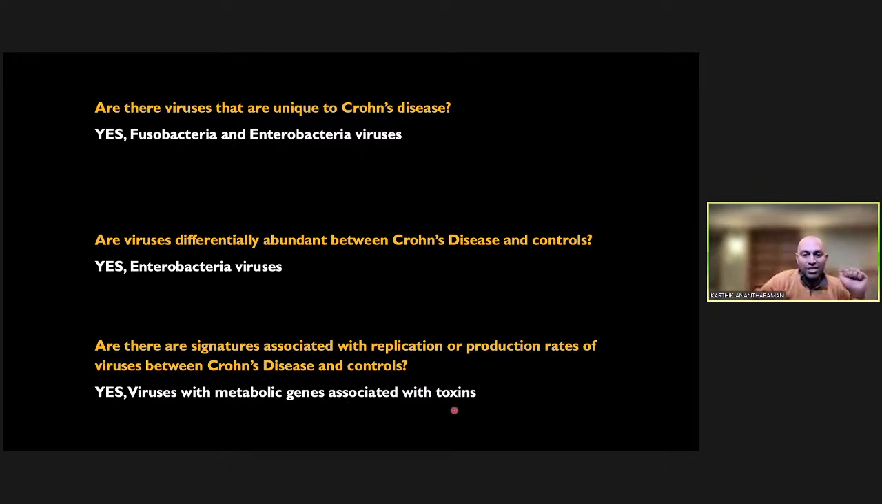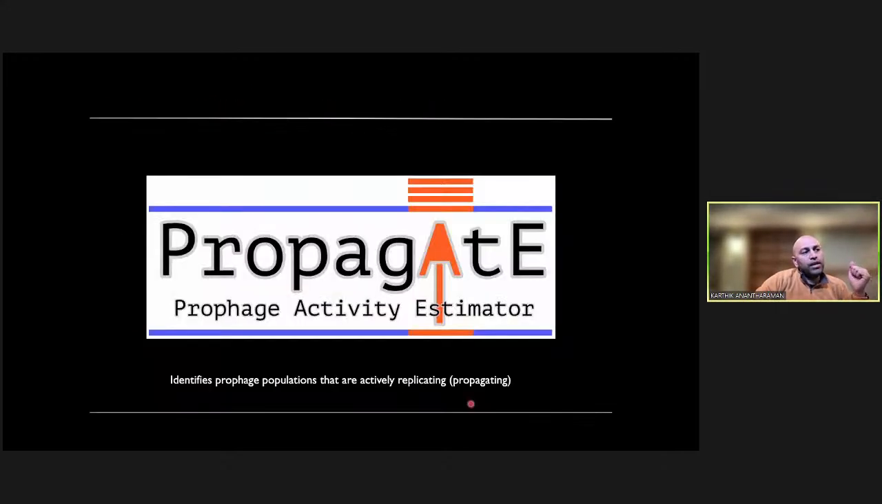between the two states. Now that's it about Vibrant, but I would also like to show you some data associated with a brand new software tool that we have just released, and just give you a sense of the capability of this particular tool. This tool is known as Propagate. Propagate is a prophage activity estimator. So that's what the logo is also trying to show you.